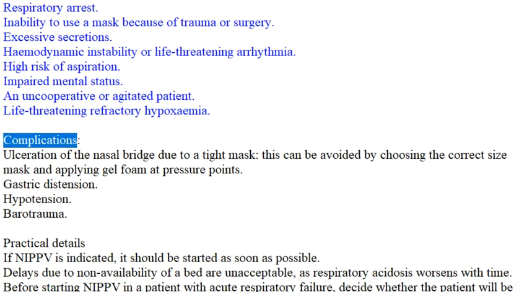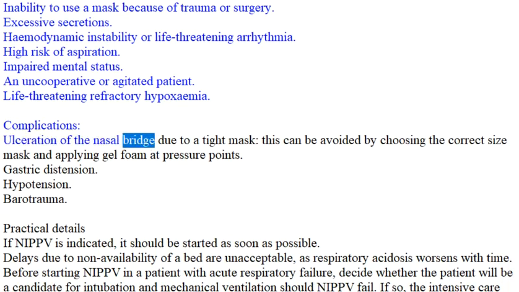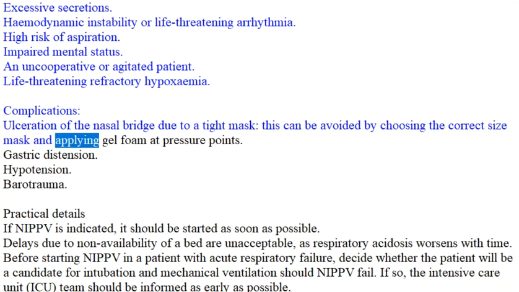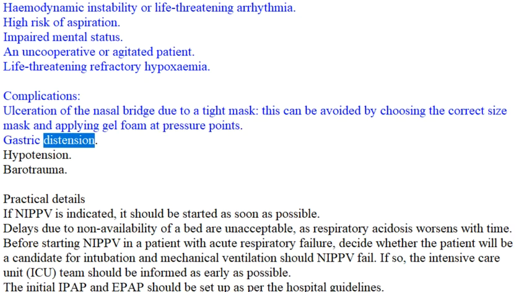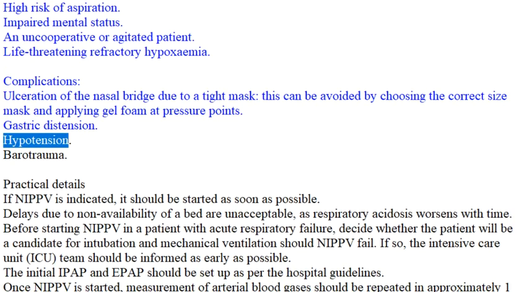Complications: ulceration of the nasal bridge due to a tight mask. This can be avoided by choosing the correct size mask and applying gel foam at pressure points. Gastric distension, hypotension, barotrauma.